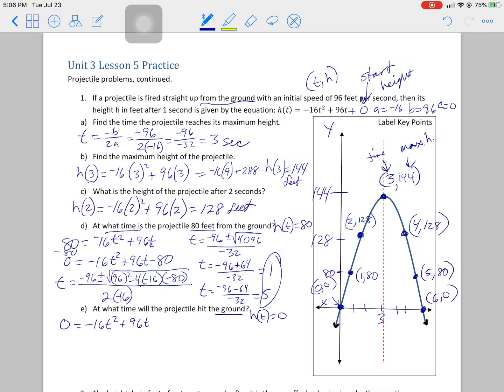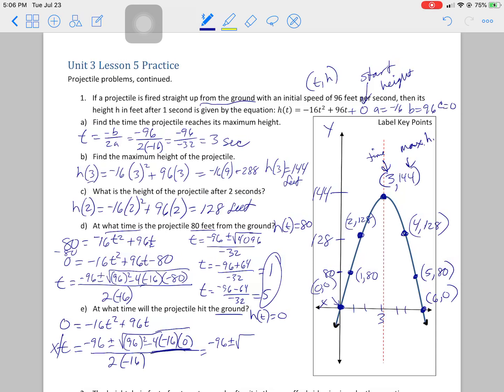So my a, oops, it's a t. My b is 96. So negative 96 plus or minus, do this again, 96 squared, minus 4 times a times c, which is 0 now, okay? Going to the ground, height, 2 times negative 16. So this is going to be negative 96 plus or minus the discriminant. This whole part of this is 0.